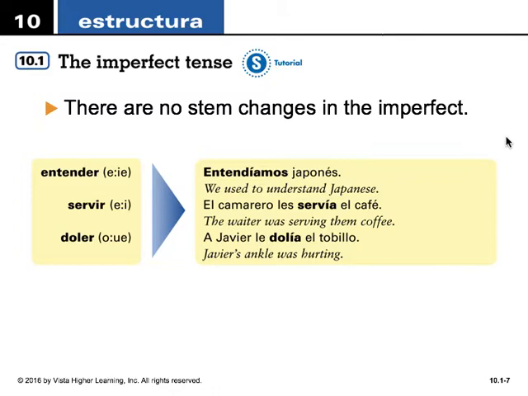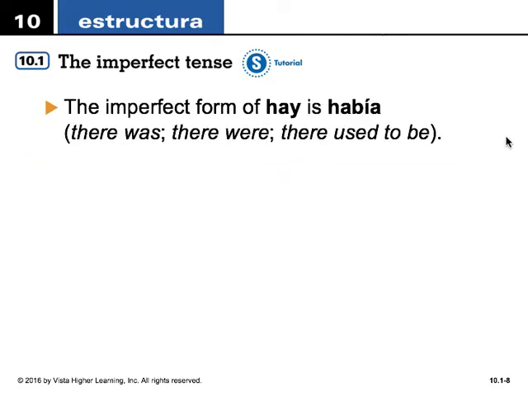Entender, which used to stem change, is entendíamos. Servir, which even stem changes in the preterite. El camarero les servía el café. Doler, which in the present changes. A Javier le dolía el tobillo.